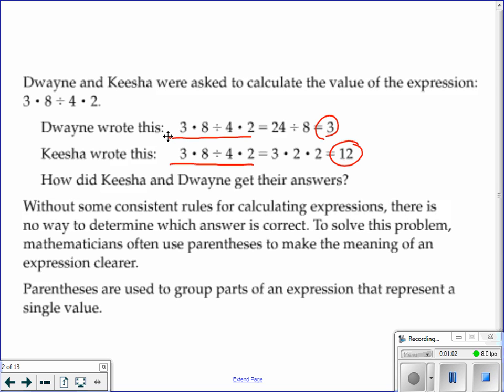The explanation here just says that without some consistent rules for calculating expressions, there's no way to determine which answer is correct. Because in this case, if we didn't know the rules, we could argue that they're both right. So to solve this problem, mathematicians often use parentheses to make the meaning of an expression clear. Parentheses are used to group parts of an expression that represent a single value.